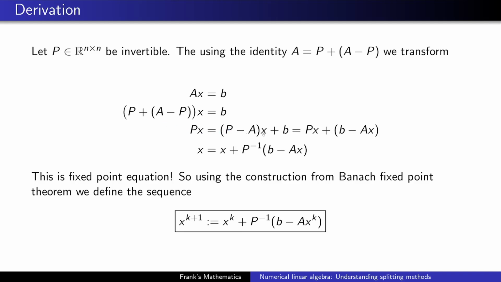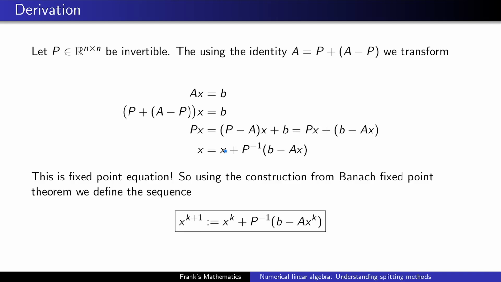Bring A minus P to the other side. So it's (P minus A) times x plus b. Reformulate some terms. So we have Px is Px minus (b minus Ax). And now we know that P is an invertible matrix, so we can bring P from the left-hand side to the right-hand side of our equation. And we will end up with x being x plus P^(-1), so the inverse of P, times (b minus Ax). And of course, this is a fixed point equation because x is here, and here is some function applied to x.